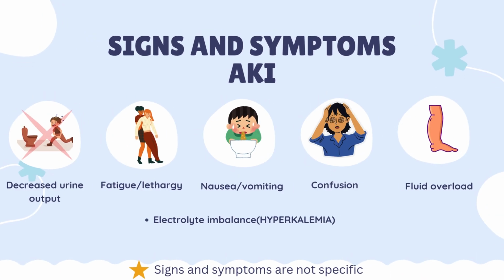What are the signs and symptoms of acute kidney injury? We have decreased urine output, fatigue and lethargy, nausea and vomiting, confusion due to uremia, fluid overload, and also electrolyte imbalance.